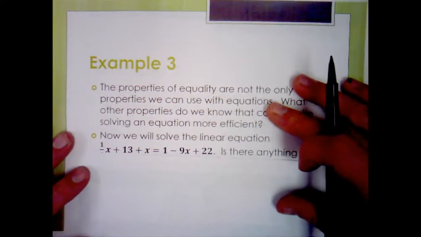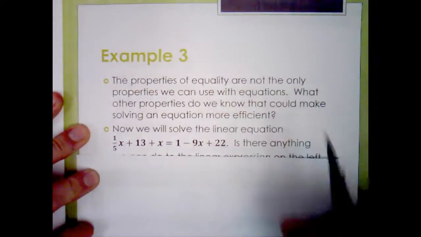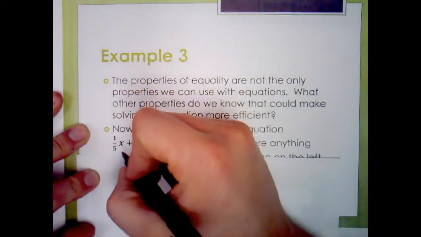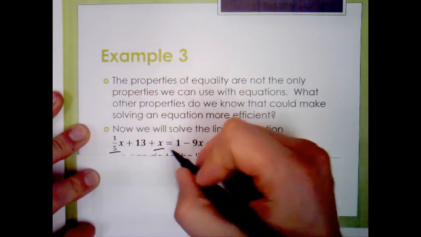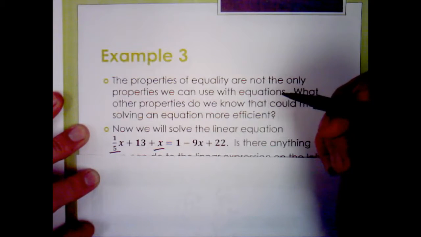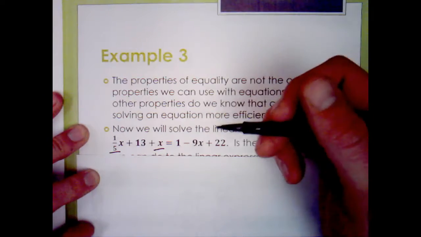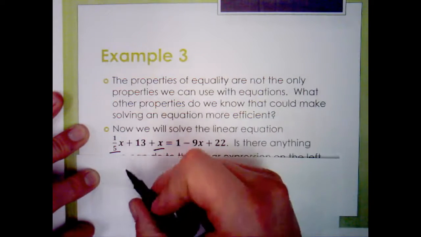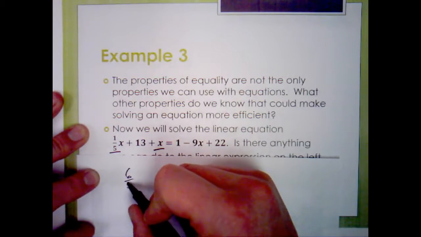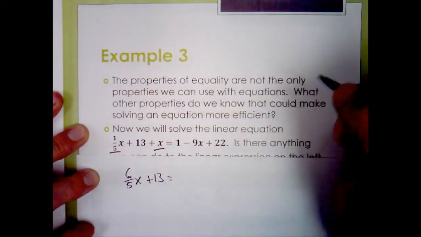Yes, there is. So here's our expression on the left. Here I have 1/5 x and x, or 1x. So I can transform that into 1 1/5 x. I can add those together, or I can say that would be 6 over 5x, which I'm going to do. 6 over 5x plus 13 equals, how about on the right side?